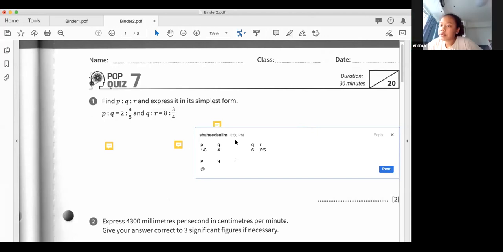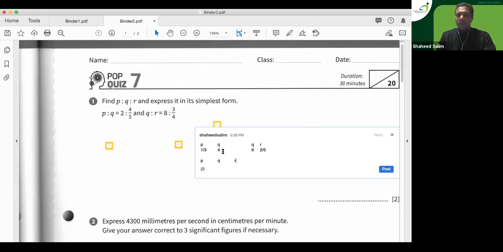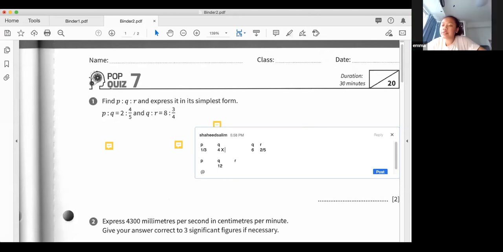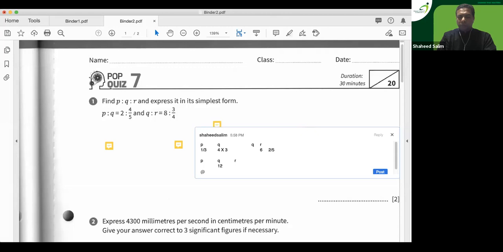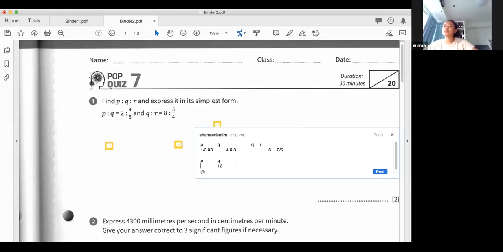Q is 12. So you times by 2 is to 12. Okay, good. Hold on. So the Q is 12. Okay, well done. So Q is 12. So what is P? What do you do to Q down here to get 12? Times by 3. So do the same down here. What's the answer? 1.